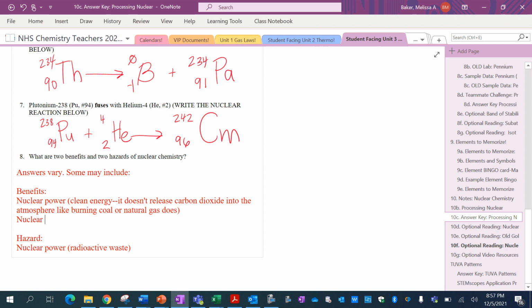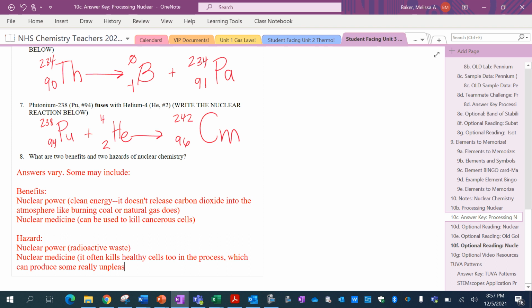Nuclear medicine, yeah, can be used to kill cancerous cells. A hazard of nuclear medicine, it often kills healthy cells too in the process, which can produce some really unpleasant side effects.